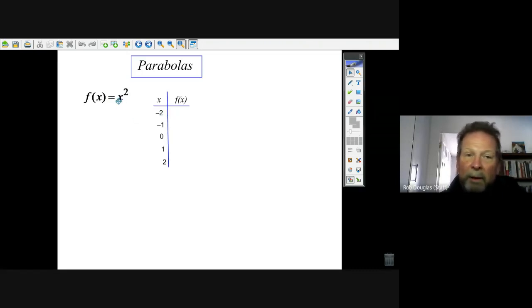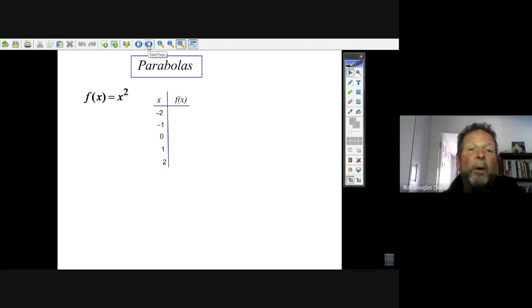By the way, if you put -2 squared in your calculator, it'll give you the wrong answer because it thinks you want to square 2 and then make it negative. But you have to put a bracket around it in your calculator to get the right answer. So (-2)² is 4. (-1)² is +1. 0² is 0. 1² is 1, and 2² is 4.